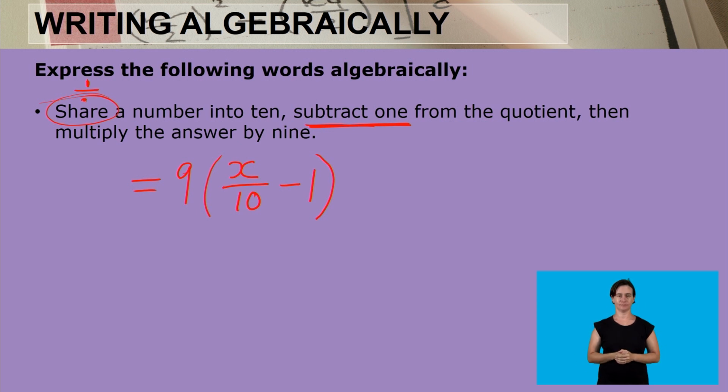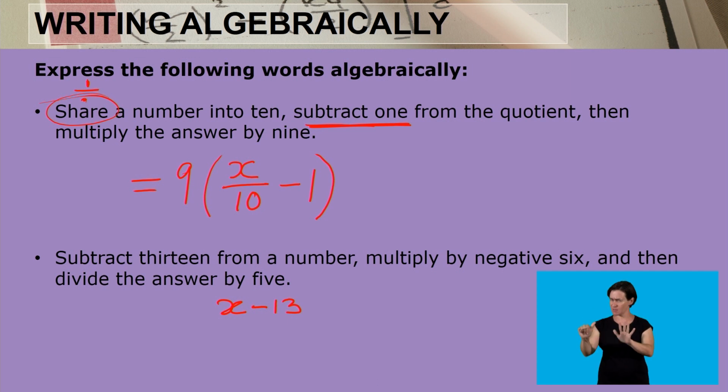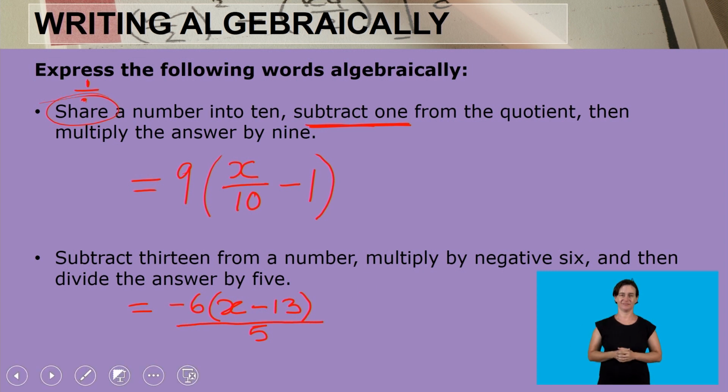So that is going to be 9 multiplied by that number, shared into 10, and we are subtracting 1. Then we have here subtract a 13 from a number. So we have a number where we are going to subtract 13, multiply by negative 6. So from this answer we are going to multiply by a negative 6 and then divide the answer by 5. So whatever answer we get from this calculation, we are going to divide that answer by 5. And that is that word sum now written algebraically as an expression.